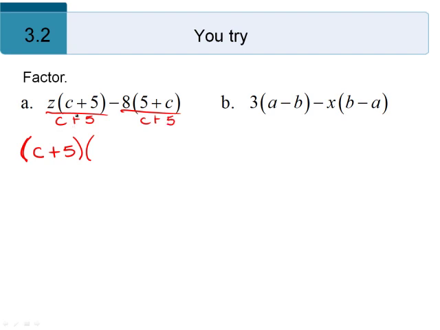So on the first term, the c plus 5's cancel, and you're just left with z, okay? And then you go to the next term, and the 5 plus c and c plus 5 cancel, and you're just left with -8. So what happens is your answer looks like a FOIL problem, okay? So let me show you the shortcut that we're going to use on these type problems from now on.